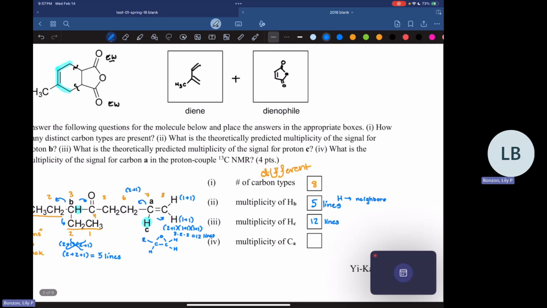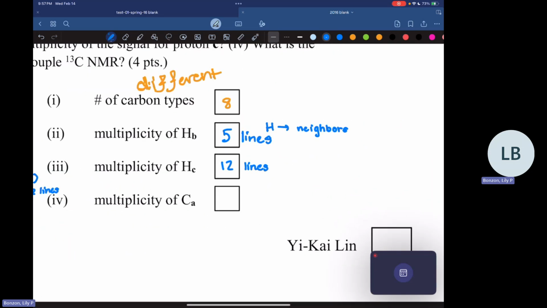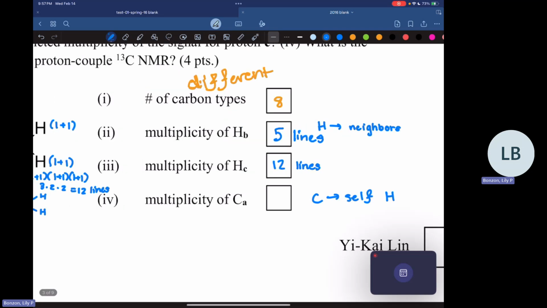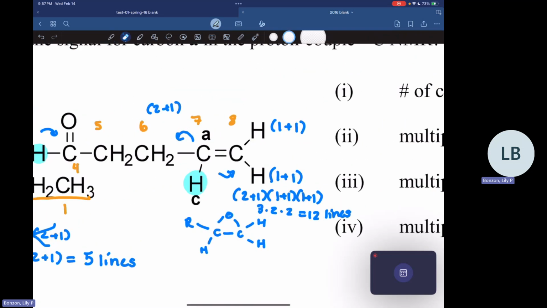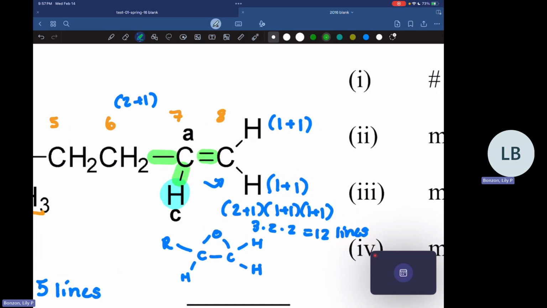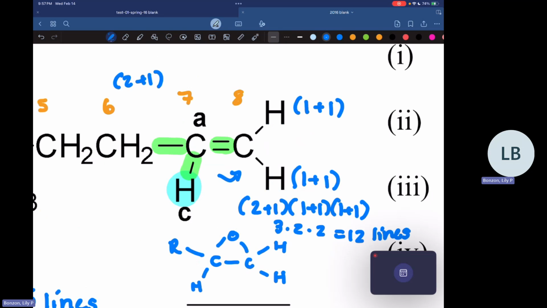Okay, so we've got the multiplicity of our hydrogens, and now we're asked to look at the multiplicity of a carbon. And so when we're looking at carbon multiplicity, it's actually different from hydrogen multiplicity. Instead of looking at the neighbors, we're going to be looking at self. So we're going to be looking at the hydrogens that are directly attached to that carbon that we're asked to look at. So we're asked to look at carbon A. And so when we look at carbon A, we see that it's connected to this double bond carbon on the right. It's connected to a carbon on the left, and it's got a hydrogen down here at the bottom. So since it's only connected to this one hydrogen, this would be a 1 + 1 peak, and so that would give us 2 lines.